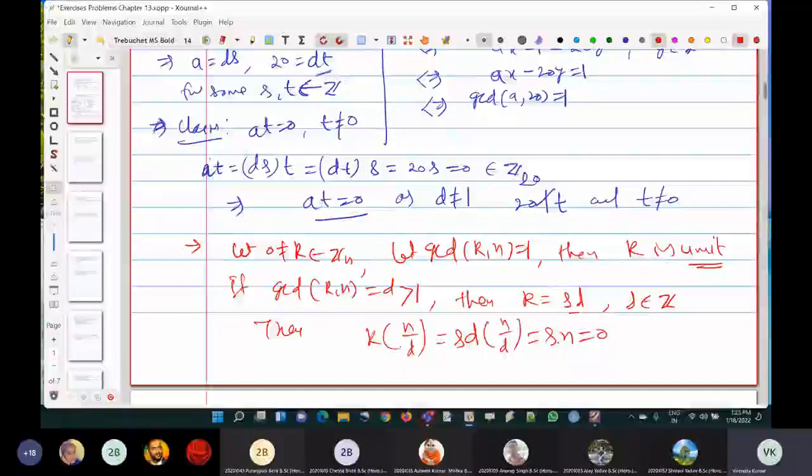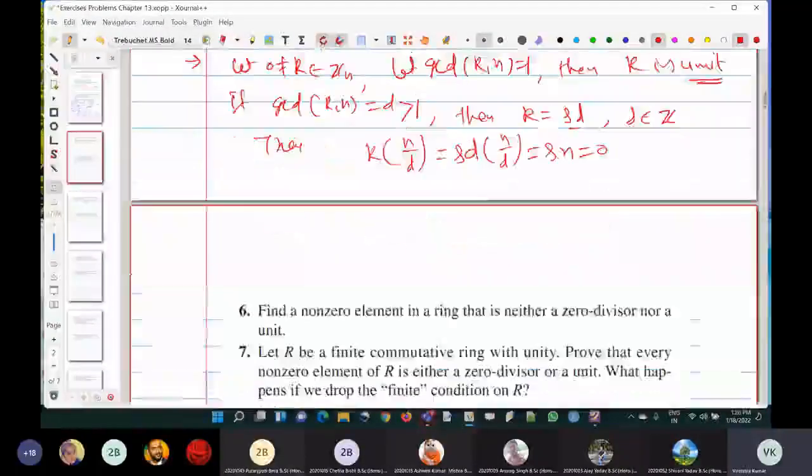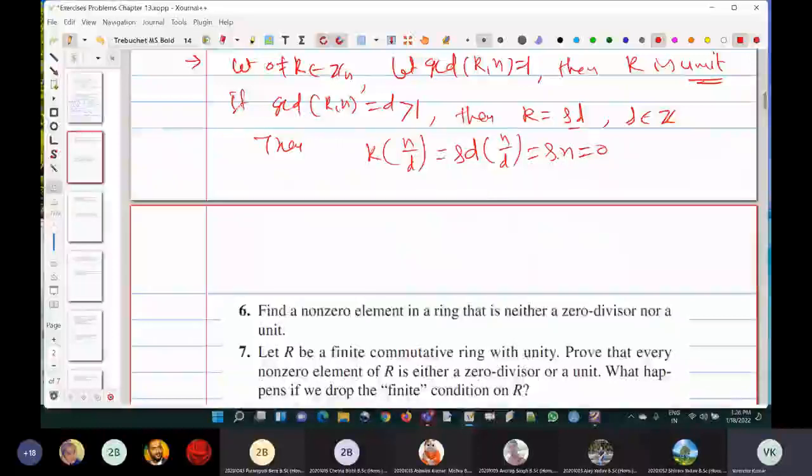Okay. So this means what? This means k is a zero divisor. Okay, but you can write it in a better way. I'm just giving a hint to you.